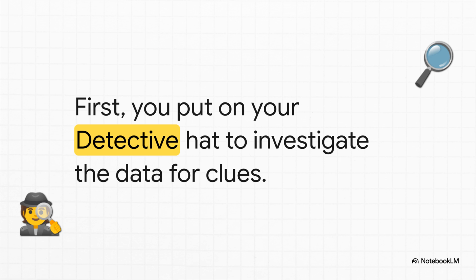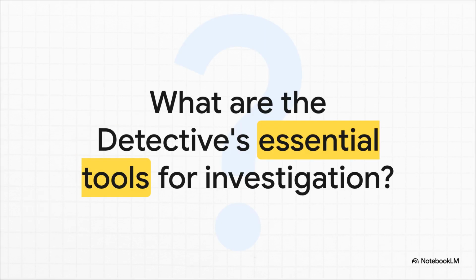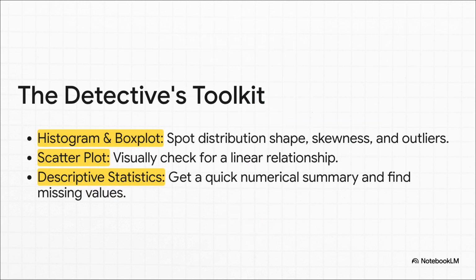You're on the hunt for patterns, weird anomalies, interesting relationships, any clue you can find that tells you what story the data is trying to tell. So what's in a good data detective's toolkit, anyway? I mean, how do we actually do this investigation and find those critical clues? Well, there are a few go-to tools that we always rely on. And here are the big 3.